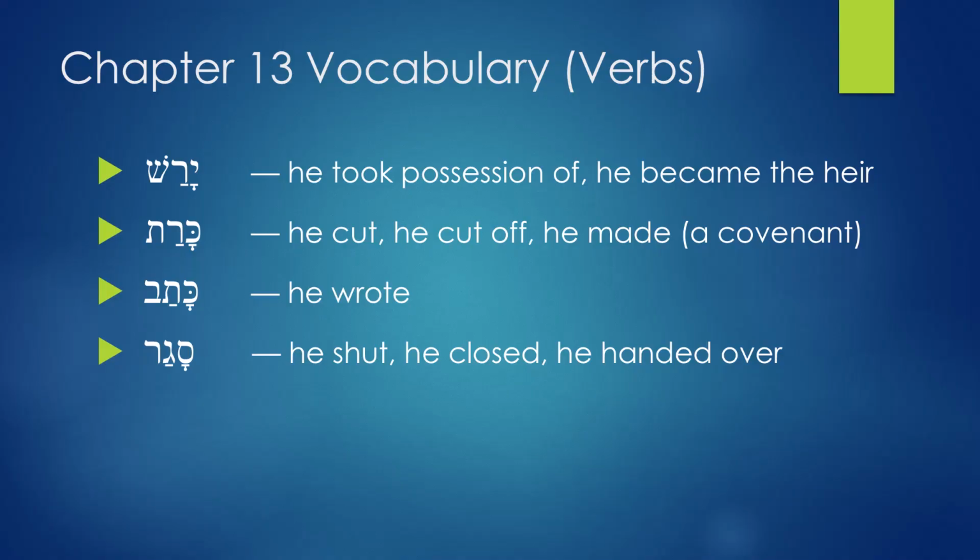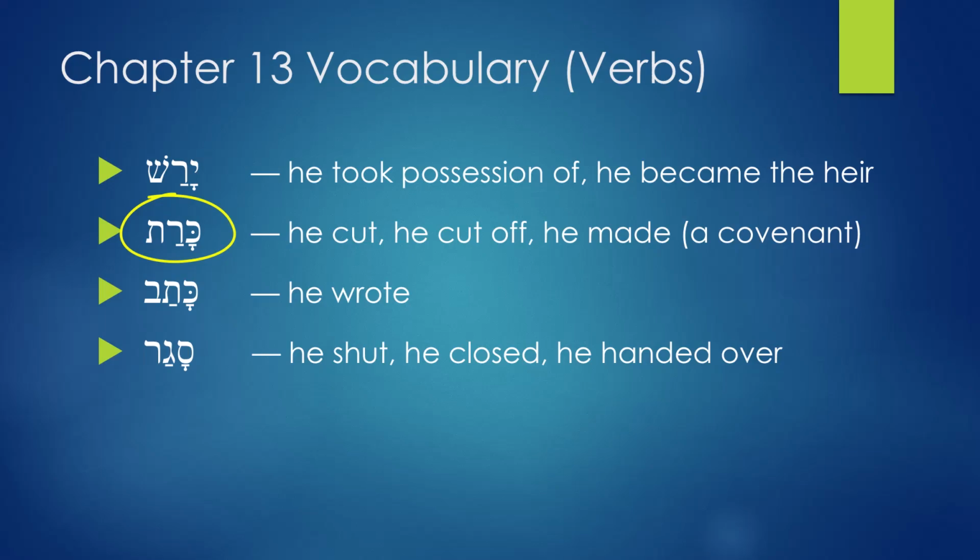So you have yarash. Yarash means he took possession of. And then we have the verb karat. Karat means he cut, or he cut off, or he made. It means he cut or he made. And mostly it has to do with making a covenant. Now this verb is very important in Hebrew.